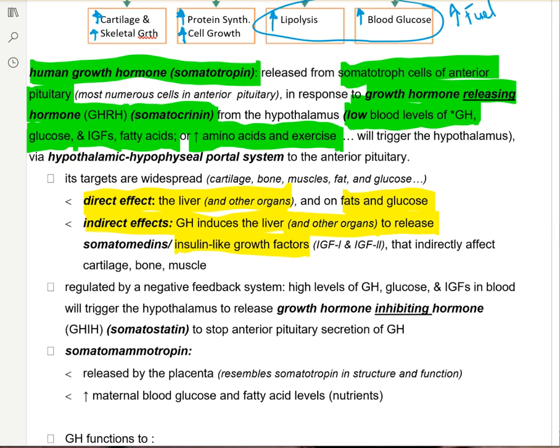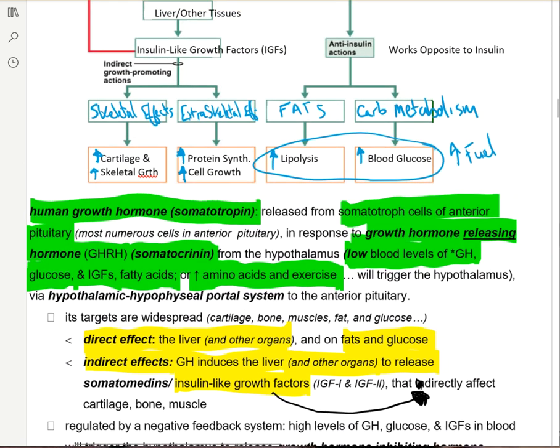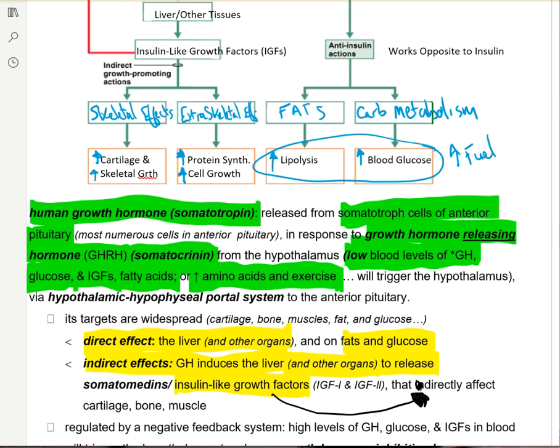These insulin-like growth factors directly affect cartilage and muscle and bone. The growth hormone indirectly affects them. Okay? So there we go. We've seen everything that's happening there. We're going to increase metabolism on this side here. We're going to increase growth and synthesis of things over on this side.